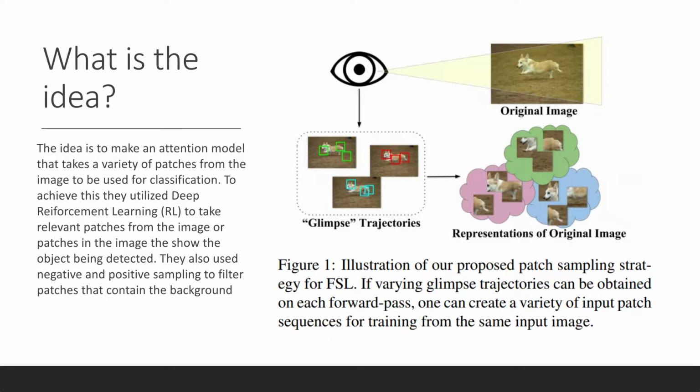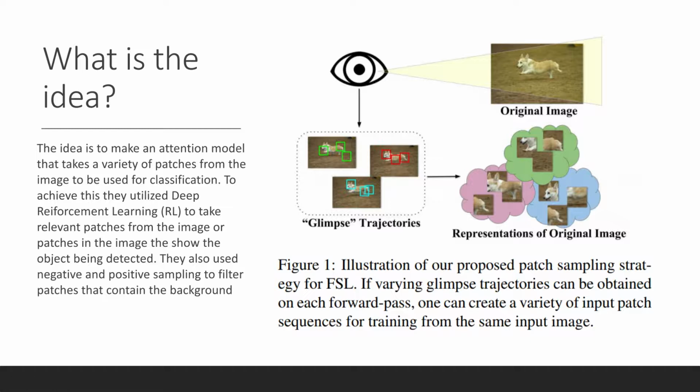So what is their idea? Basically, their idea is having an attention mechanism added to the few-shot learning pipeline, wherein the attention has variety. So for example, yung nakuha niyang patches of images is not constant, but different patches of the image of the object being detected.